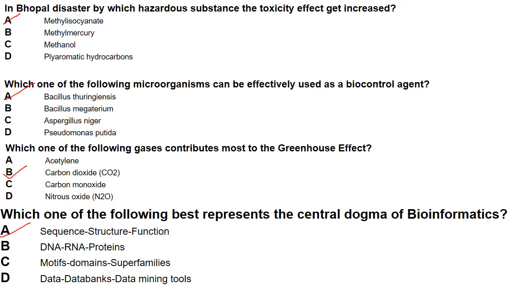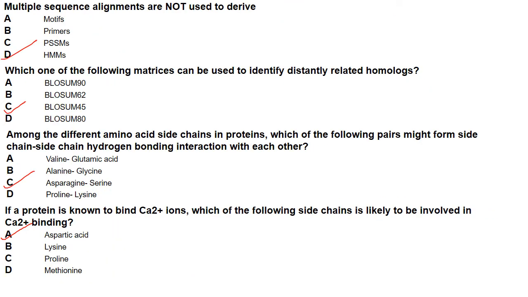Which one best represents the central dogma of bioinformatics? It is sequence, structure and then function. That is the central dogma of bioinformatics. Then, multiple sequence alignments are not used to derive HMMs, that is hidden Markov models. So multiple sequence alignment are not used to derive hidden Markov model. Answer is option D.